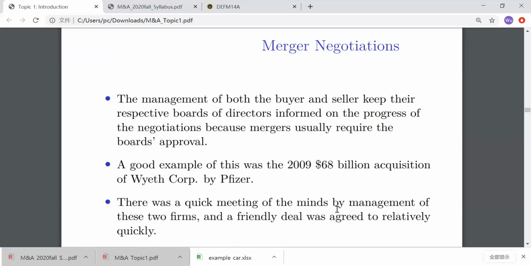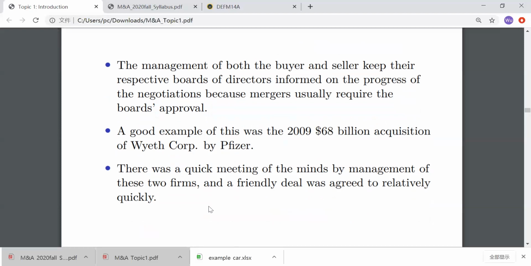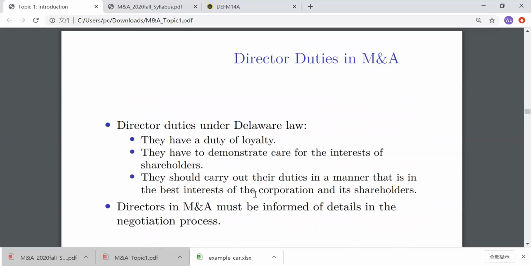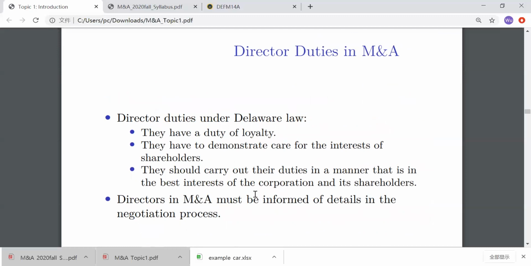And then they will respond back and get back to the acquirer with the opinions of the board of directors of the target, right? And then they will go back and forth in this process, right? So I will skip the example because it's trying to illustrate the merger process, right? Which I already talked about.